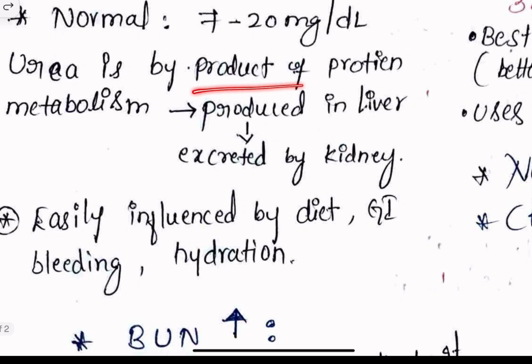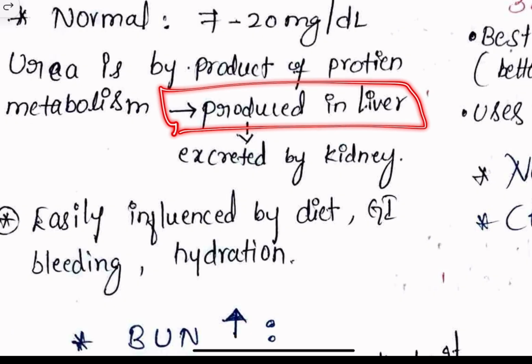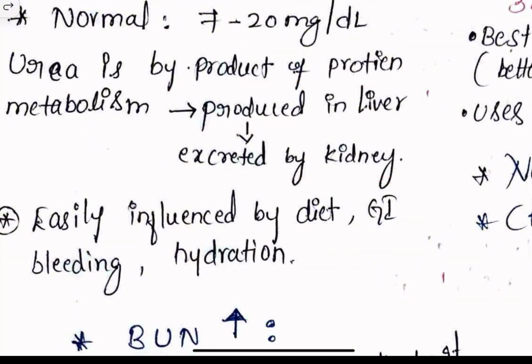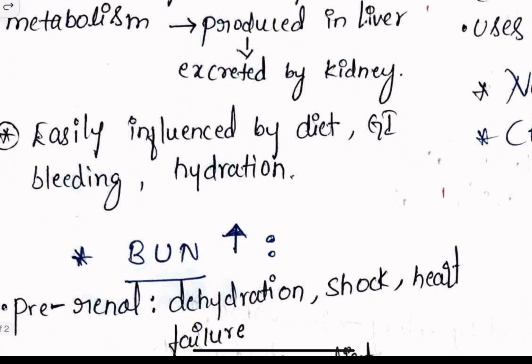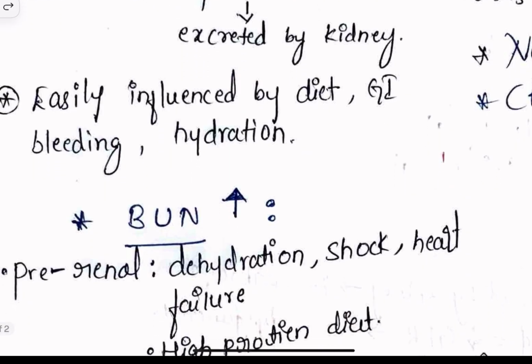Urea is a byproduct of protein metabolism. It is produced mainly in the liver. It is excreted by the kidney. As a waste product, it is excreted through the kidney. It is easily influenced by the diet, GI bleeding and hydration.